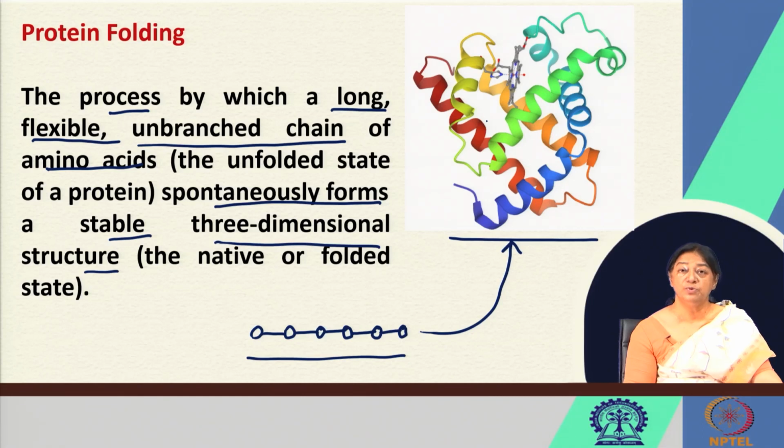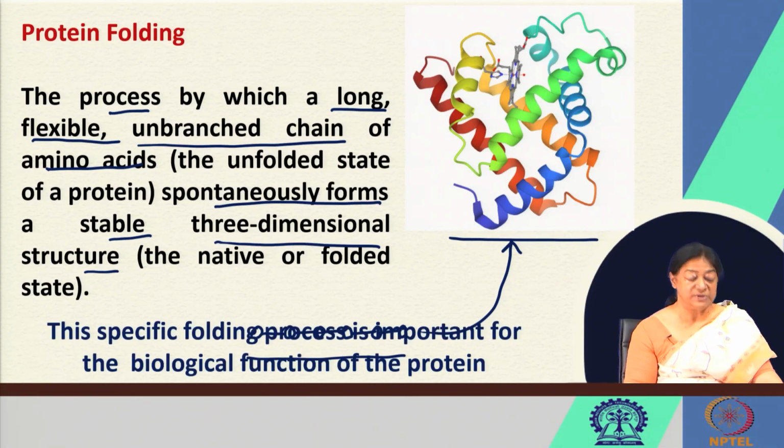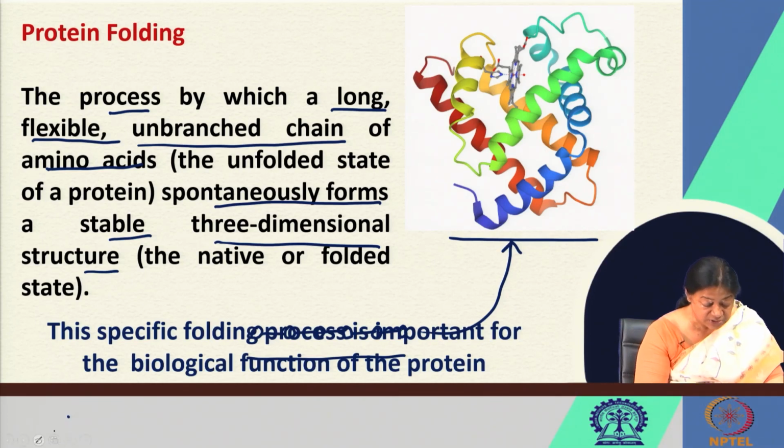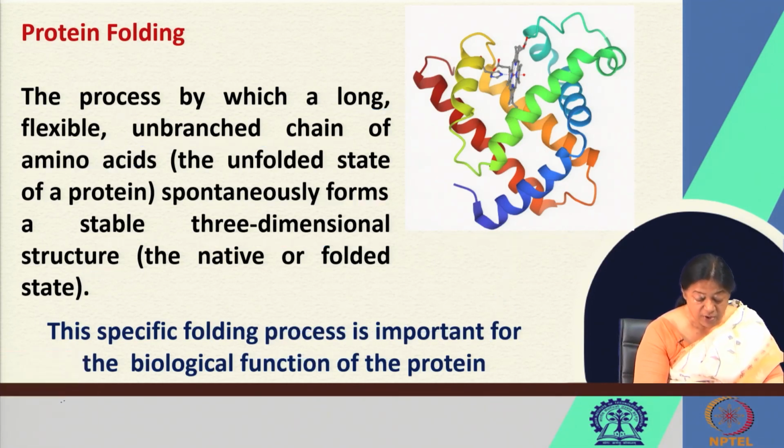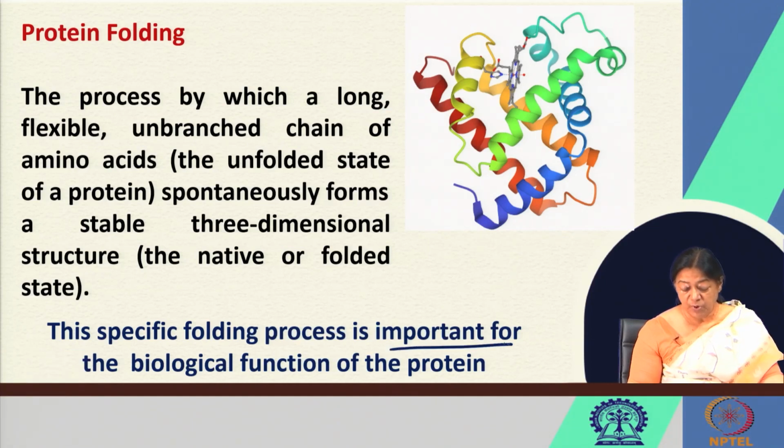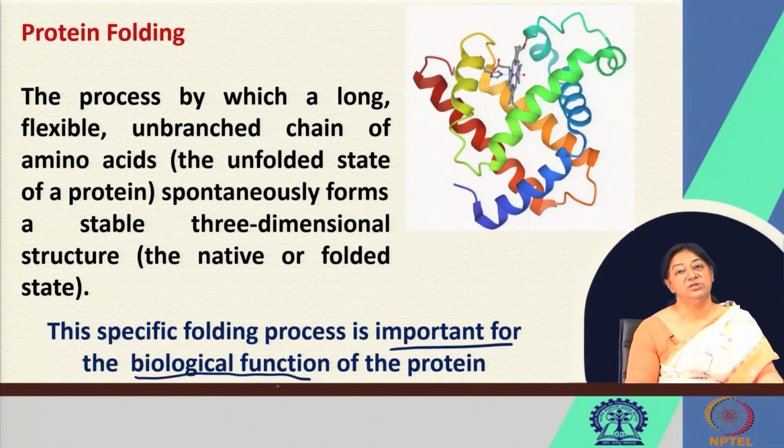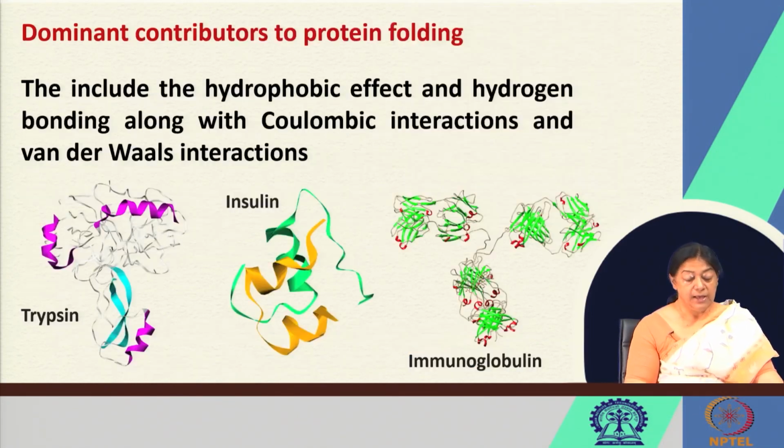We are going to look into the process of protein folding, but before we do that, we have to look at the specific interactions. The specific interactions that we observe are important because the process is important. Why? Because the folding will ultimately decide the biological function of the protein. The dominant contributors to protein folding are the hydrophobic effect, hydrogen bonding, Coulombic interactions and van der Waals interactions. So, we finally get folded structures that look like this.